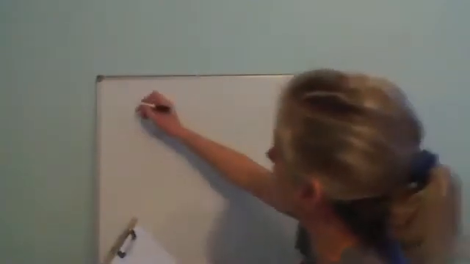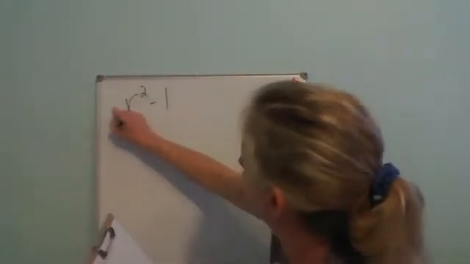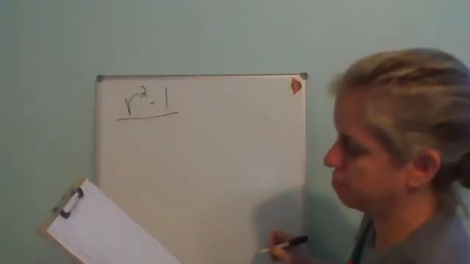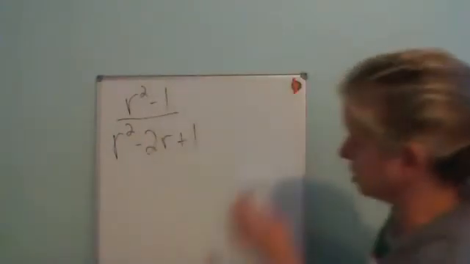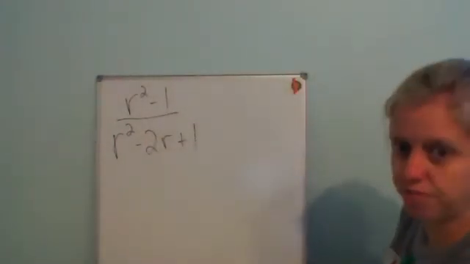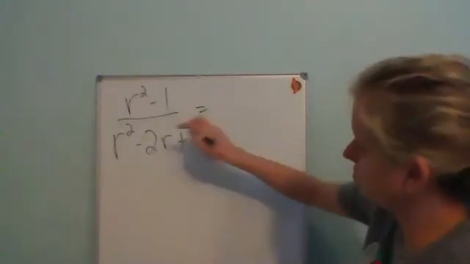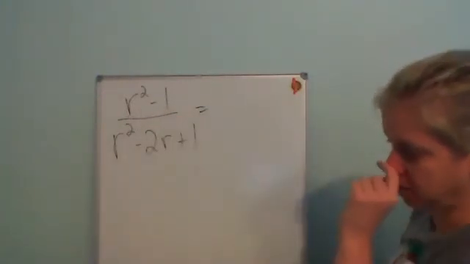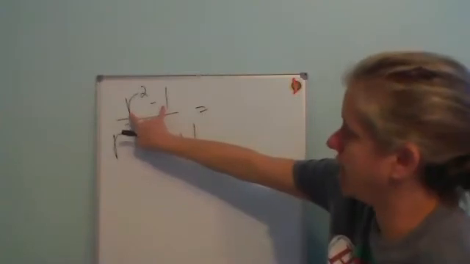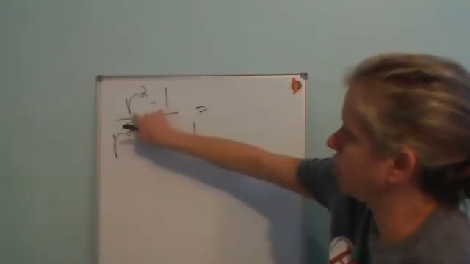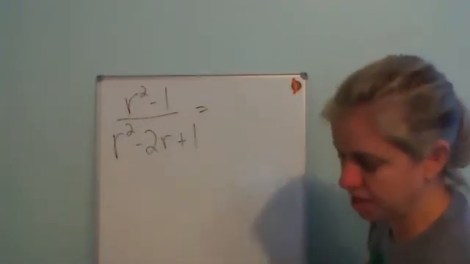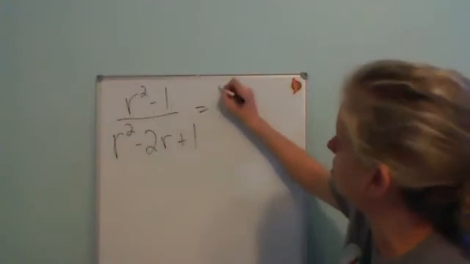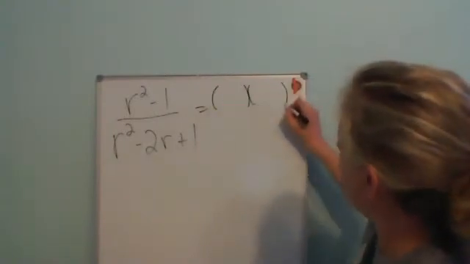All right, number 5. You've got r squared minus 1 over r squared minus 2r plus 1. So again, factor first. On the numerator, I'm looking for factoring. There's nothing in common like in the last problem, but I do notice that those are both perfect squares. 1 is a perfect square. So remember that factoring that we did called the difference of perfect squares. So it's going to have 2 factors.